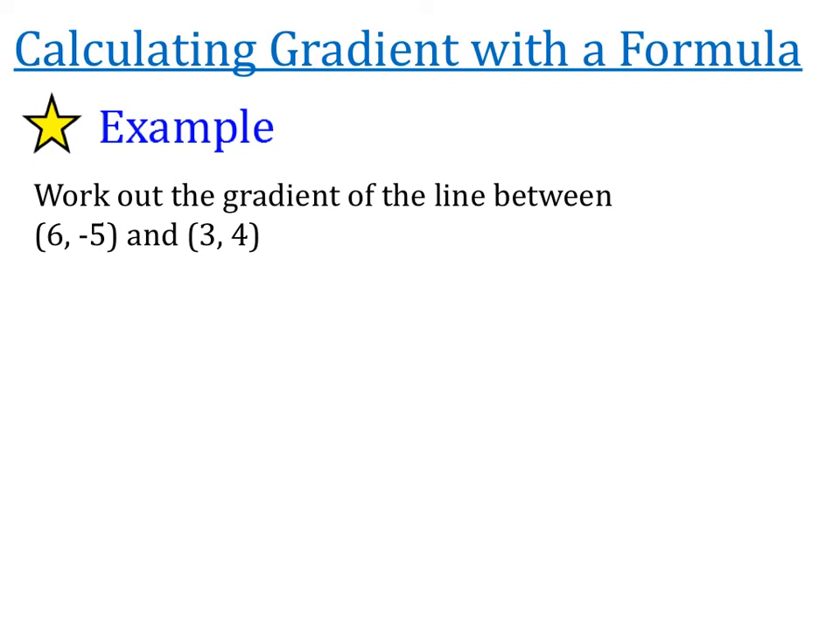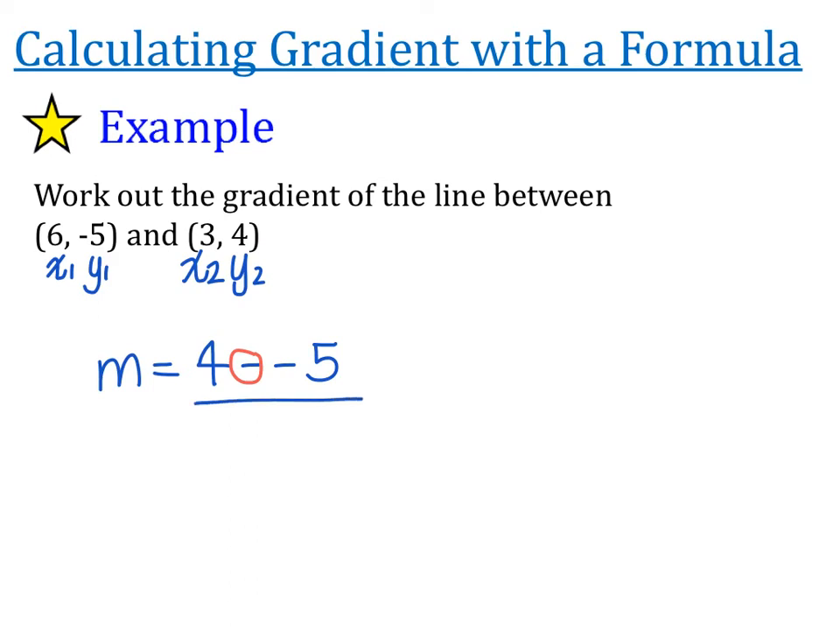All right, last example, let's add in a negative. Work out the gradient of the line between the points (6, minus 5) and (3, 4). So we've got x1, y1, and x2, y2. If we go ahead and use our formula, we've got 4 minus 5. Okay, it's a minus 5, but there's already a minus in the formula, so we need to be careful of that. That one was already there, and the minus belongs to the 5. Divided by x2 minus x1.